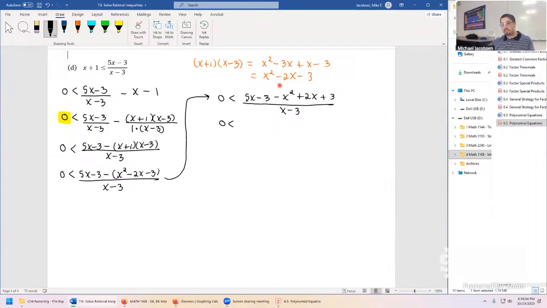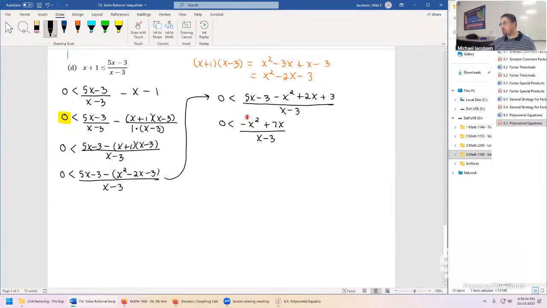0 is now less than. Let's combine our like terms. We have a negative x squared, 5x plus 2x, so plus 7x. And the positive and negative 3's do cancel out, so that's a nice bonus, over x minus 3. And if you really wanted to, notice you can leave the 0 on this side, or you can just flip this all around if you prefer. Let's actually flip it around just to see it from a different point of view.